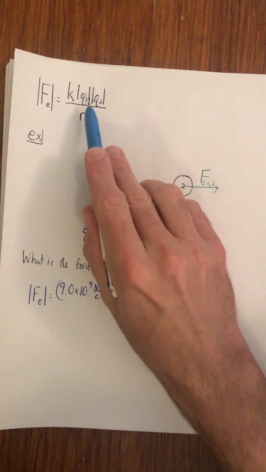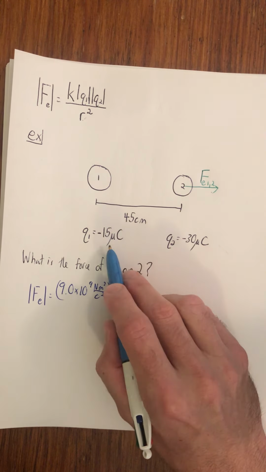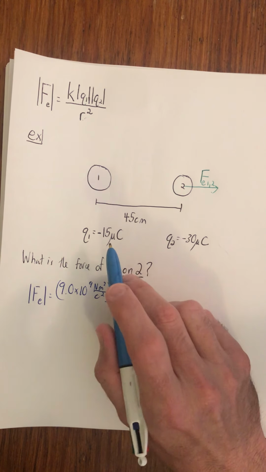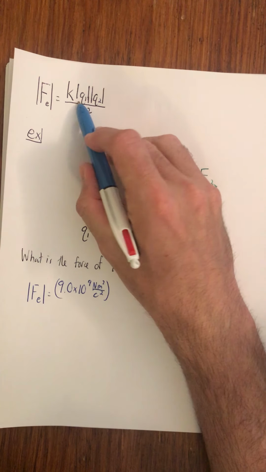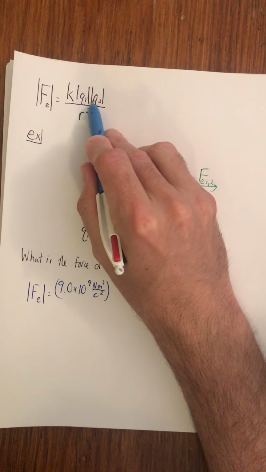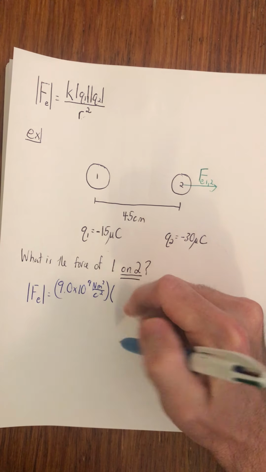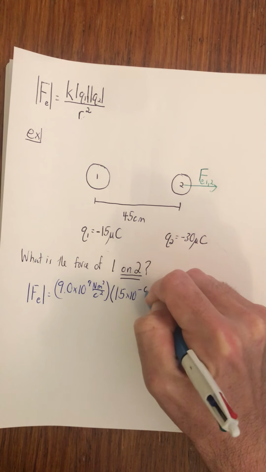Notice I'm about to plug in my two charges, Q1 and Q2, but I've got these in microcoulombs, right? So the first thing I need to do is remember what a microcoulomb is. Micro is times 10 to the negative 6th. The next thing we notice is that I'm using absolute value, I'm not plugging in the sign of the charge. So here we go. My next plug-in here is just 15 times 10 to the negative 6 coulombs.